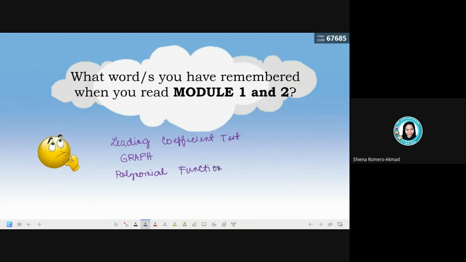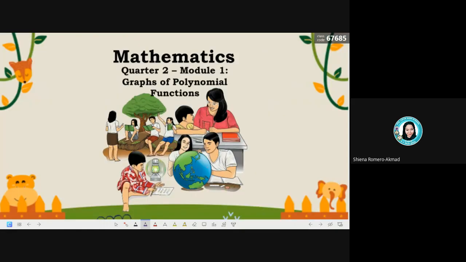ano pa yung mga word. Syempre may leading coefficient test. So may leading coefficient, may degree, ano pa yung mga words na nakita doon. We have problem kasi we are going to solve problems in module number 2 involving polynomial functions and so on. So these are maybe the words. And also siguro yung mga word na falls or rises, no, to the left, to the right. So those are the words that you might encounter or you will encounter in module number 1 and 2.